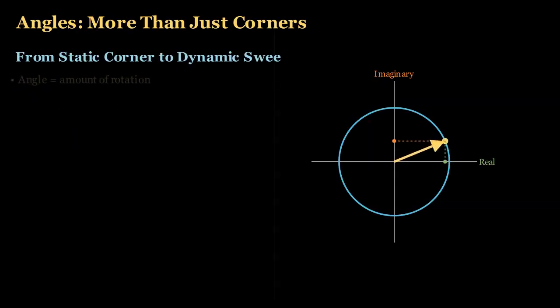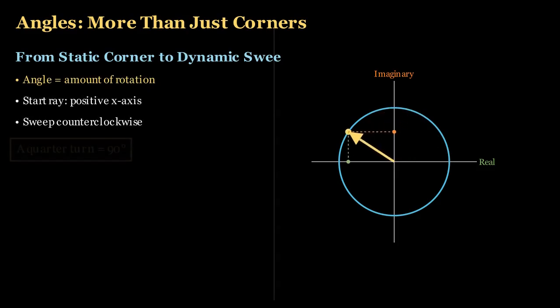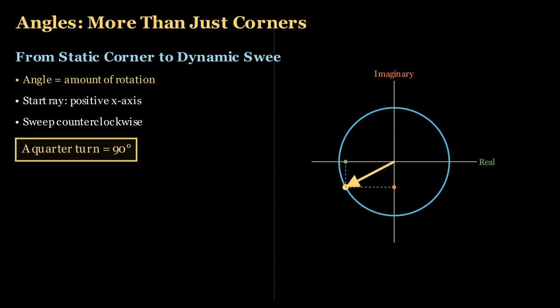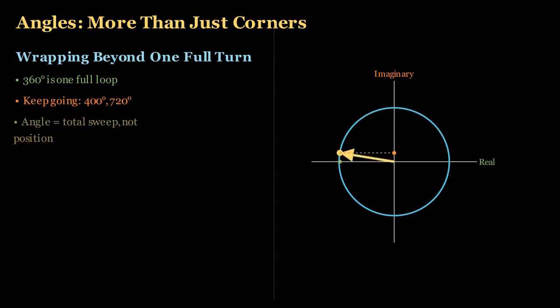We just built our measuring wheel. Now, an angle isn't just a corner, it's how much we rotate a ray from the starting line, the positive x-axis, sweeping counterclockwise. But the ray can keep spinning. One full loop is 360 degrees. Keep sweeping and you get 400 degrees, same spot, but a longer journey.